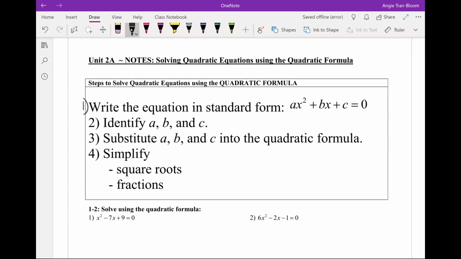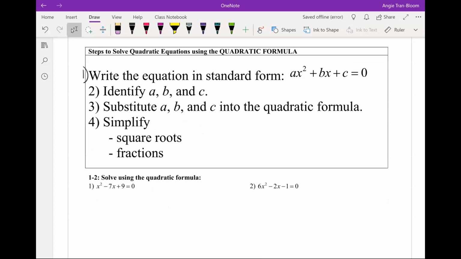Slater, help me read step 1 for solving a quadratic equation using the quadratic formula. Write the equation in standard form, ax squared plus bx plus c is 0. Good. Can you help me read number 2, Kenzie? Identify A, B, and C. Perfect. Guys, A is always in front of what? X squared, and B is always in front of X, and C is just a constant, okay?